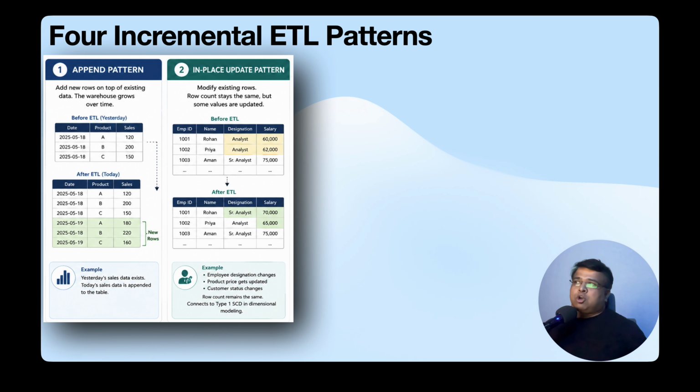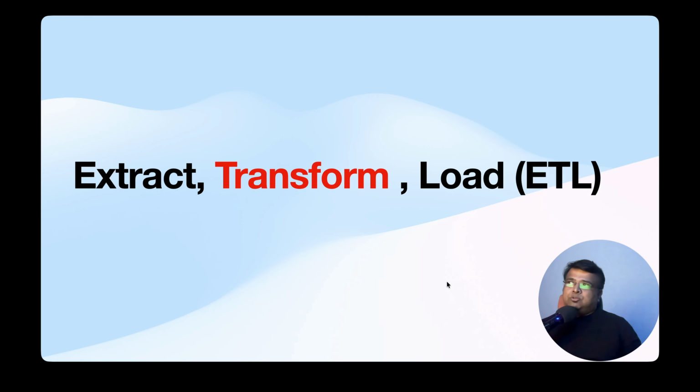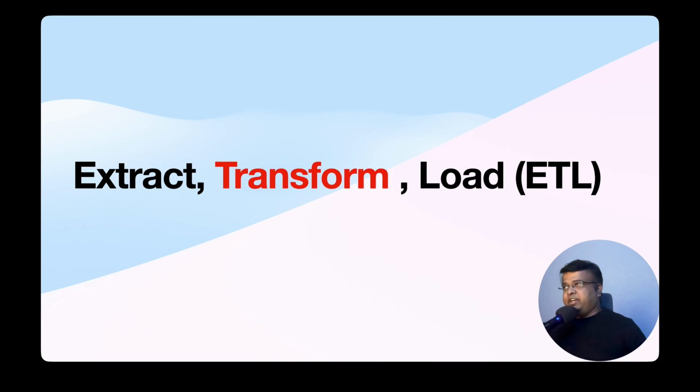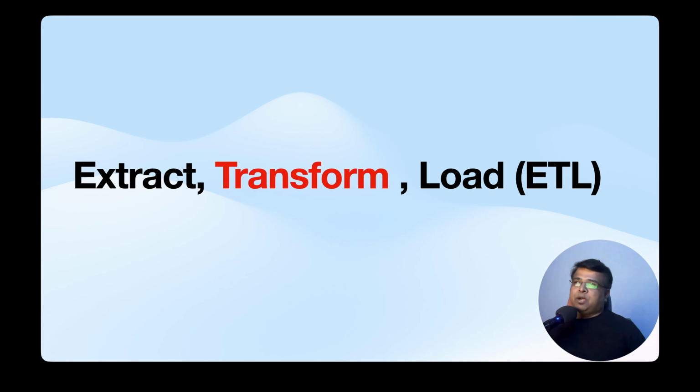But in most common modern systems today, append and in place update are by far the most common approaches. Now let us take a look at data transformation, which is one of the most important parts of the ETL process. Remember, ETL stands for extract, transform and load, and honestly the middle one, the transformation, is where a huge amount of real work happens when building a functional data warehouse.